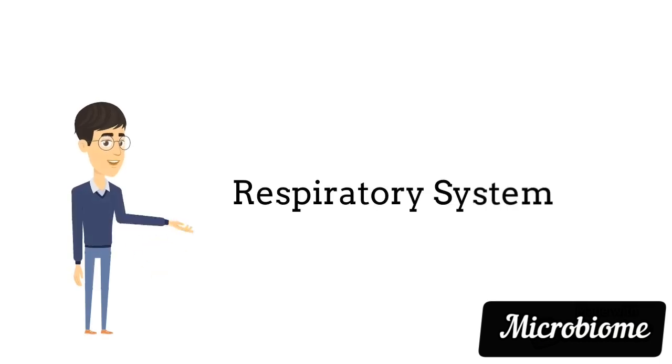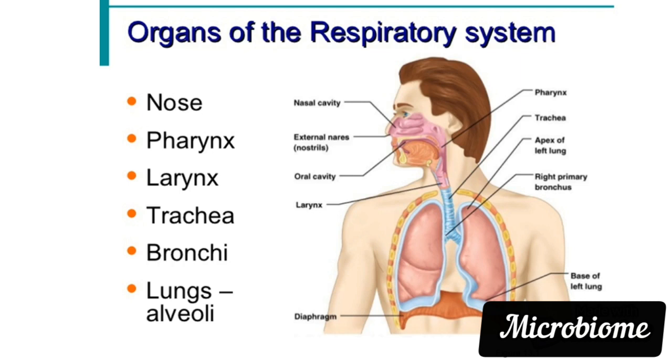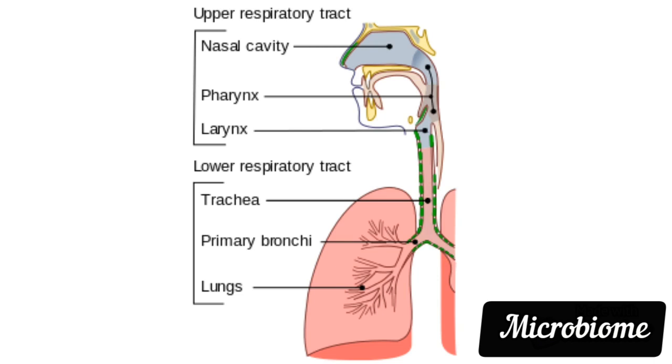Today we are going to study the respiratory system. Organs of the respiratory system include the nose, pharynx, larynx, trachea, bronchi, lungs, and alveoli. The respiratory system is divided into the upper respiratory system and the lower respiratory system. The upper respiratory system contains the nasal cavity, larynx, and pharynx. The lower respiratory system contains the trachea, primary bronchi, and lungs.